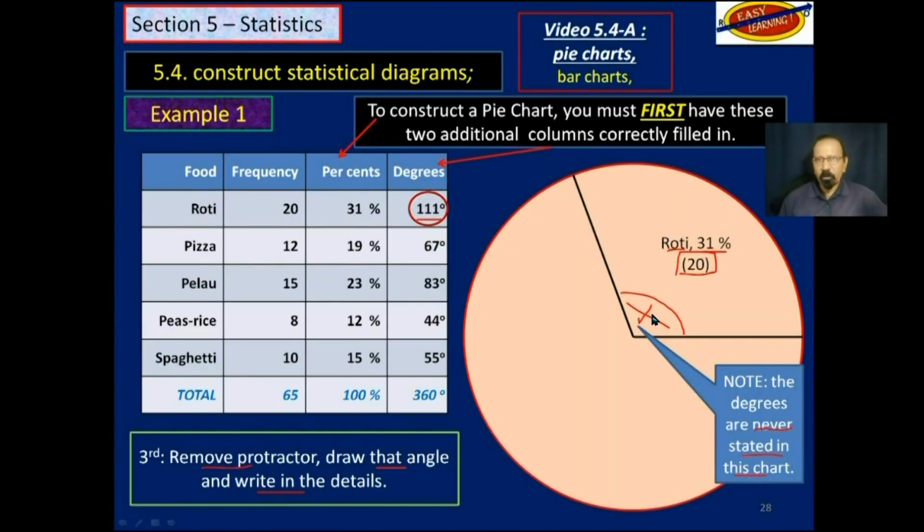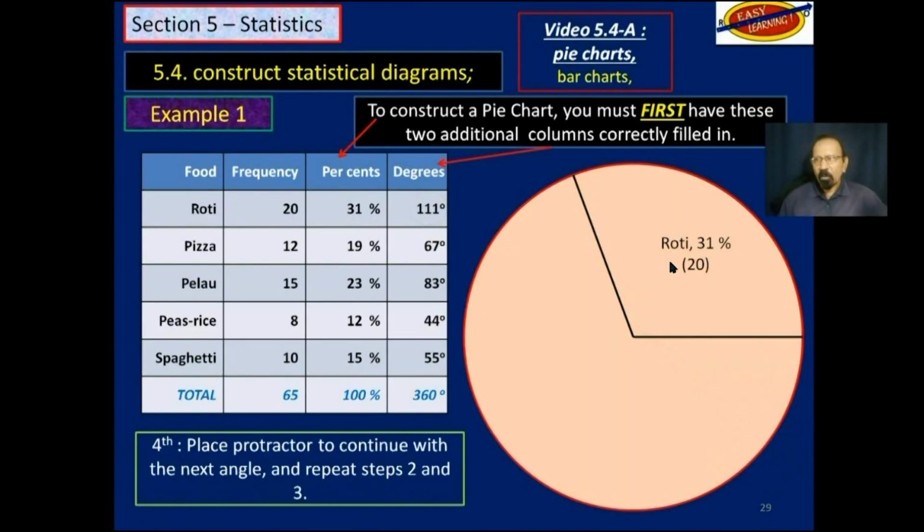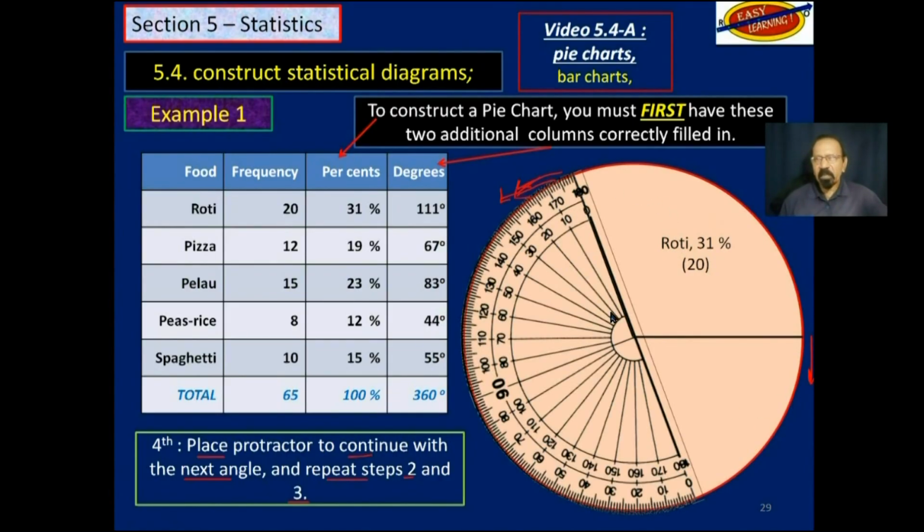So now that we have that first part, we will then place the protractor to continue with the next angle and repeat steps 2 and 3. You could go this way or you could go down this way, but since we start over on this side, let's continue to the left. Put the protractor there and we measure 67 degrees. Again, from 0, 10, 20, 30, 40, 50, 60, 65, 66, 67, and we put a mark here.